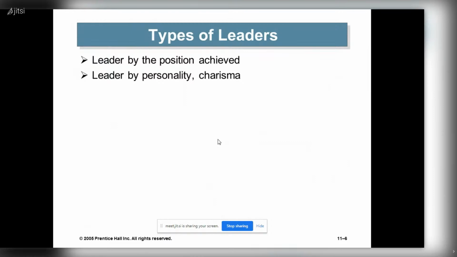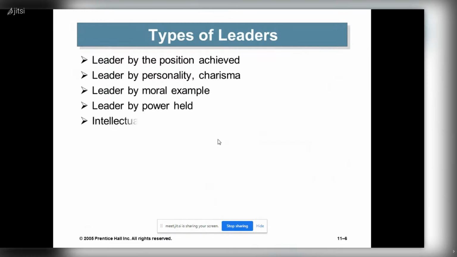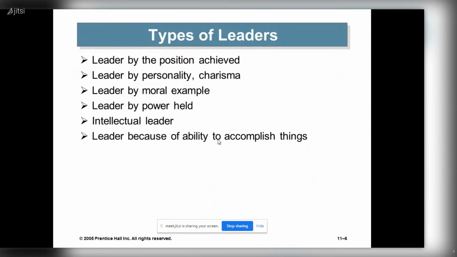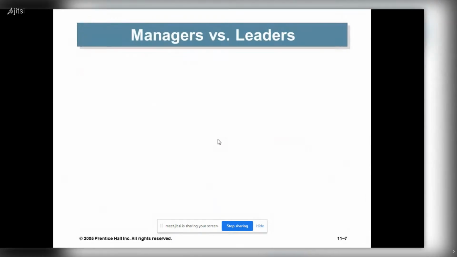So we have different types of leaders. Leader by personality, charisma. Leader by moral example. Leader by power held. Intellectual leader, because of ability to accomplish things. You might have observed in your day-to-day life that among your group there will be a person who will accept, and he will accomplish whatever activities you have considered. Right? We will be discussing the types of leaders in detail.